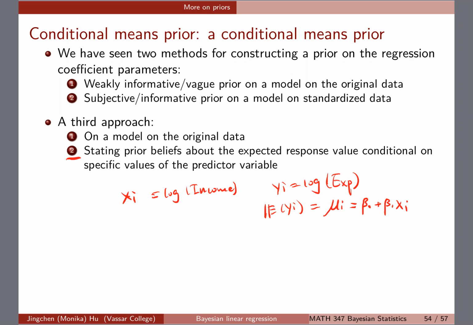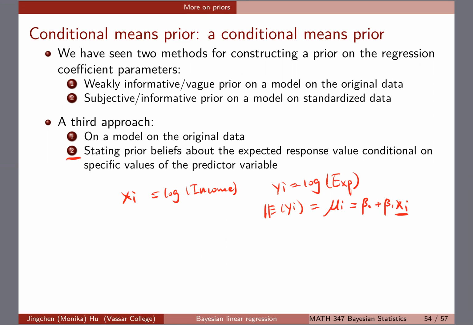What do you mean by giving prior beliefs about the expected response value, which is mu i, conditional on specific values of the predictor value? Sounds like we need to have a strong or certain belief that when xi takes a particular value, I sort of know how mu i should behave. So this is a situation where, say, from some other study or research you got to know that if a CU has a particular log income value, then the mean of the log expenditure should roughly follow a particular distribution.